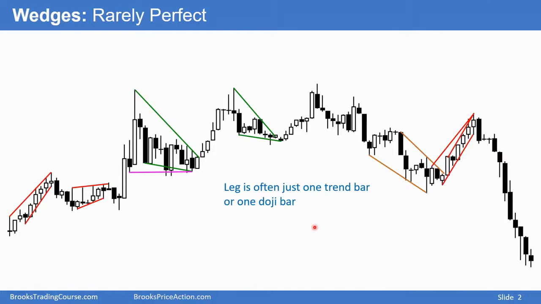Sometimes a wedge has a leg that's only a single bar, and sometimes it's simply a doji bar. This leg, 2 bars down, this leg, a couple bars down. Here, the third leg, maybe it's this bear bar, maybe it's these 2 bear bars with that low. 1 bar down, 2 small dojis down. Here we have 4 legs, 1, 2, 3. Some computers will say this is 1, 2, 3.